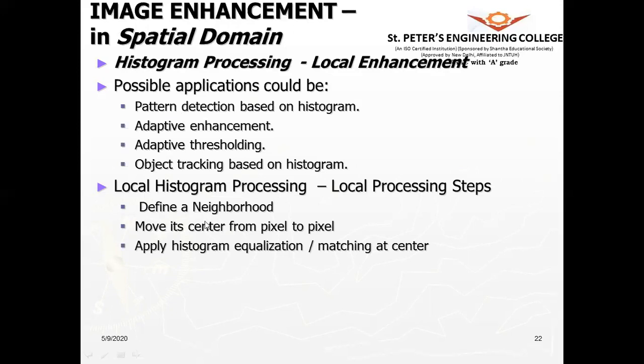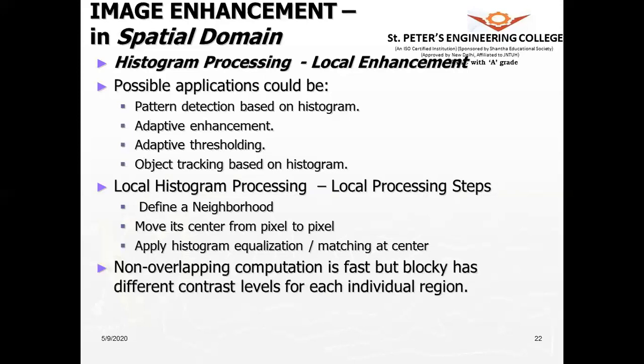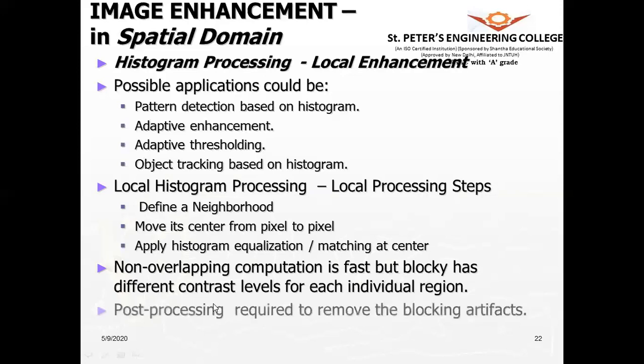First, we define a neighborhood and move its center from pixel to pixel, find the local parameters there, and then apply the histogram equalization or matching at that center and process that image. By doing this, the non-overlapping computation is fast, but it is blocky and it has a different contrast level for each individual region, and therefore it requires post processing to remove this blocking artifact. We will see this here.